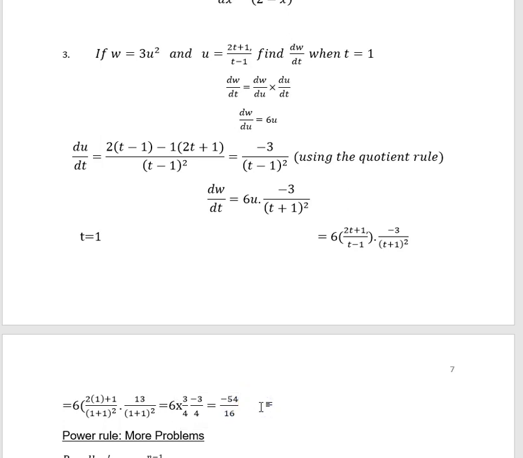That's all about the first 3 principles of differentiation: the product rule, the quotient rule, and the chain rule. Thank you.